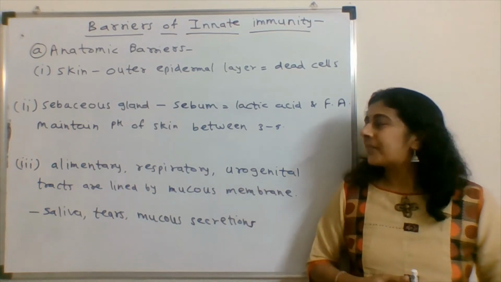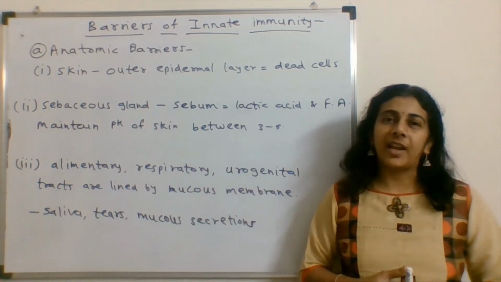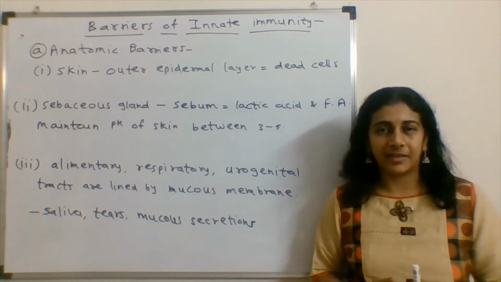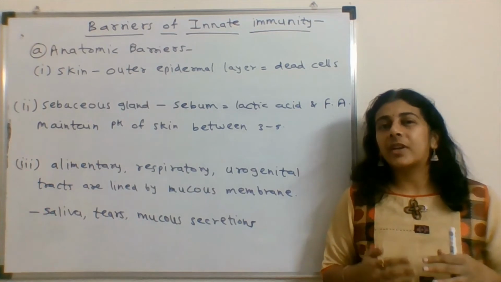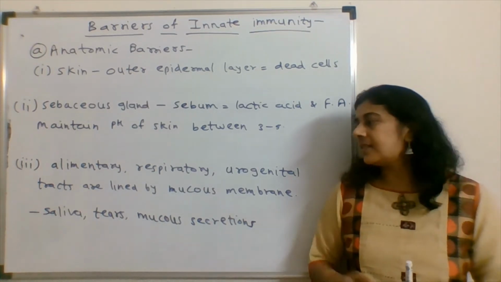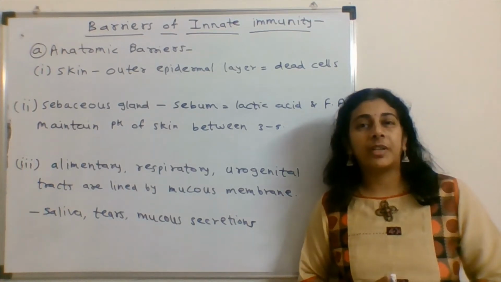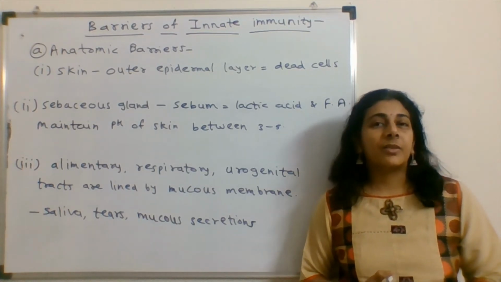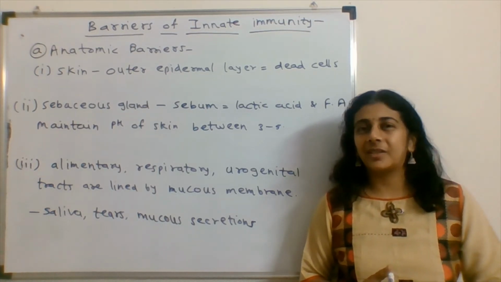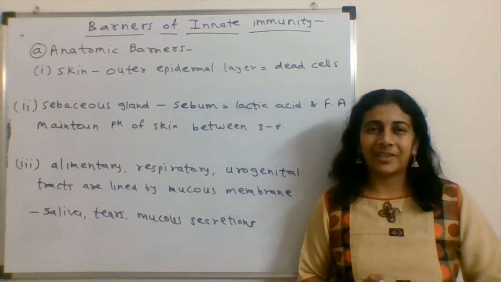Next is the gastrointestinal, respiratory, and urogenital tracts. These have mucus layers in them, which help to trap the infections. Again, saliva, tears, and mucus secretions from the body also have some lytic enzymes, which don't allow any pathogen to enter the body.